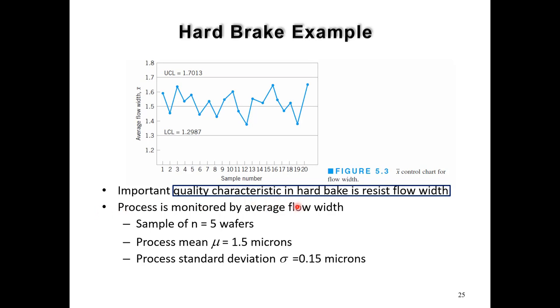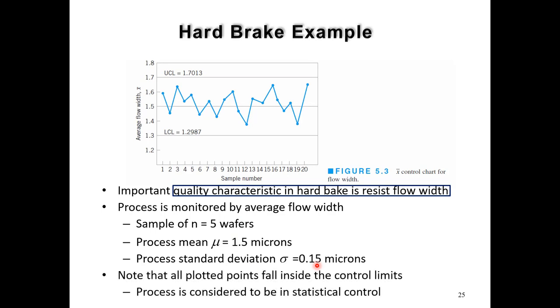by the average flow width, which is the quality characteristic of heartbreak. We know that the sample size is 5. Process mean is 1.5 micron. Process standard deviation is sigma equals 0.15 microns. So these two values belong to the population; they are process values.